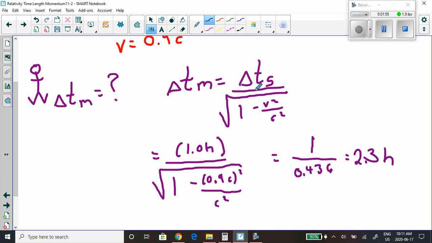You put an hour in for the time being measured by the observer that's stationary with respect to the events. You would plug in 0.9 here. You do your math. You get 0.436. And the observer measures that 2.36 hours have gone by observing that clock, not the 1 hour. So there's an example of time dilation.